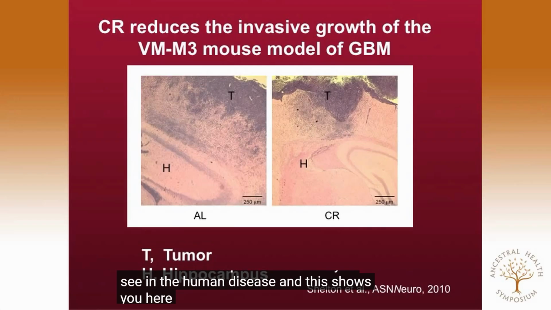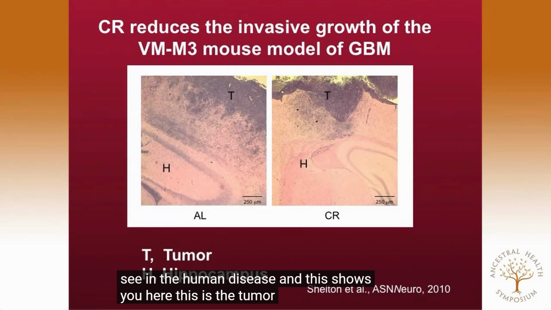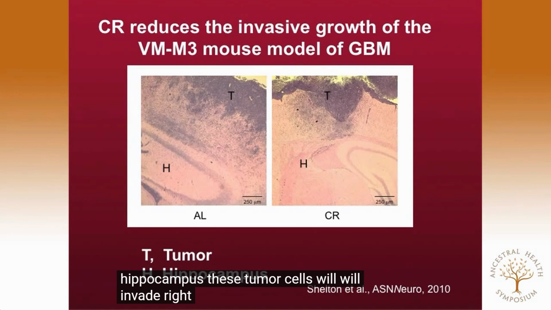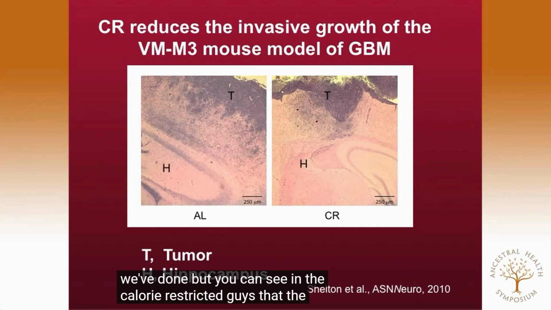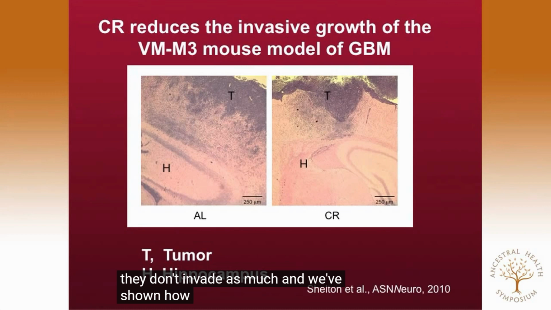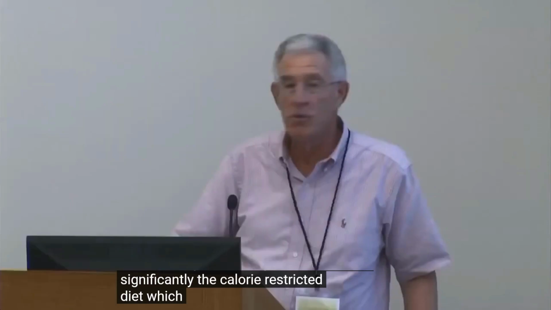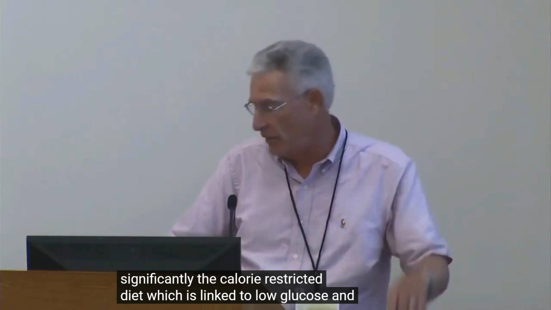And this shows you here, this is the tumor growing in an ad libitum-fed mouse. Here's the hippocampus. These tumor cells will invade right through the entire brain. They'll move from one hemisphere to the other hemisphere. And you can quantitate that using bioluminescent imaging, as we've done. But you can see in the calorie-restricted guys that the borders of the tumor become much sharper. They don't invade as much. And we've shown how they reduce invasion significantly, the calorie-restricted diet, which is linked to low glucose and elevated ketones.